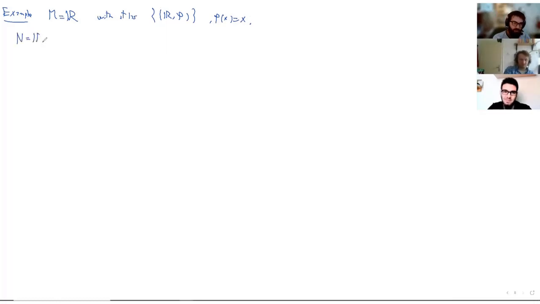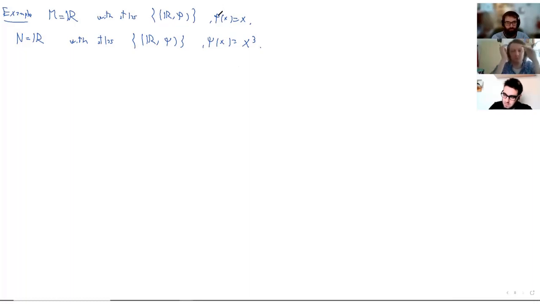And on the other side, we have another manifold, R again, but we give it a different atlas. So again, only one chart, but now this chart is x cubed. Okay. So these maps are homeomorphisms. That's the only thing we ask of these maps, right? This is a homeomorphism because it's the identity. This is a homeomorphism because it's continuous, and the inverse is the cube root of x, which is also continuous. So this is a homeomorphism. But M and N are distinct manifolds.